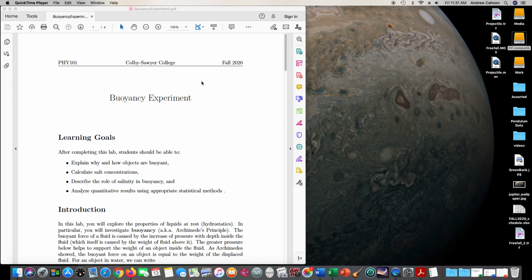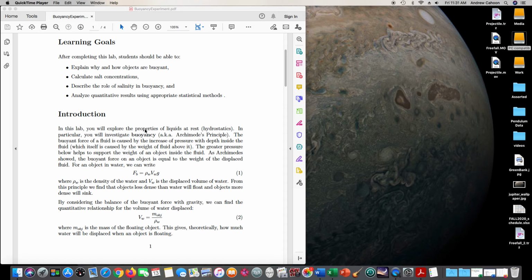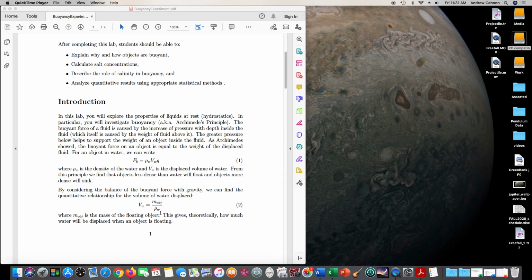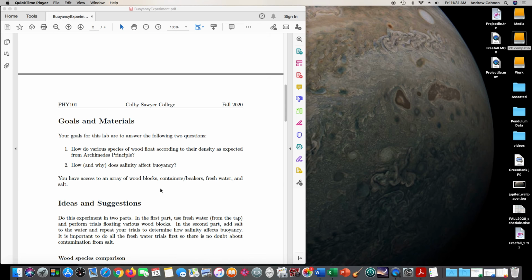All right, for the buoyancy experiment, we're going to be looking at the buoyancy of wood in water, and there are essentially two parts to it. We've gone over the theory in class where the buoyant force is equal to the weight of displaced water, and that means when something is floating, some of its volume will be above water and some of it will be below. So we're going to have two different but related experiments here.